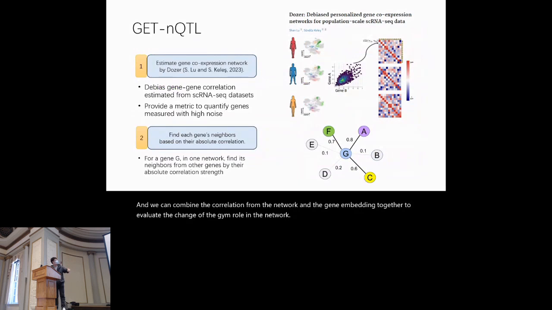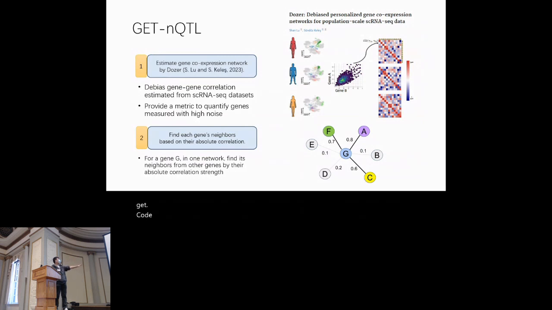It will be a five-step approach. First, we need to estimate the gene co-expression network. Here we use DOSER, a debiased personalized gene co-expression network estimation algorithm. It provides a metric to quantify genes measured with high noise, which lets us do better in co-expression network estimation. After we get the co-expression network, we find the neighbors with higher absolute correlation. In this case, the neighbors of this node may be A, C and F.